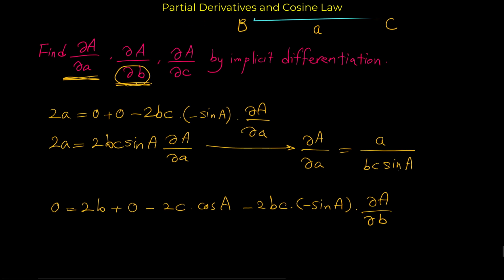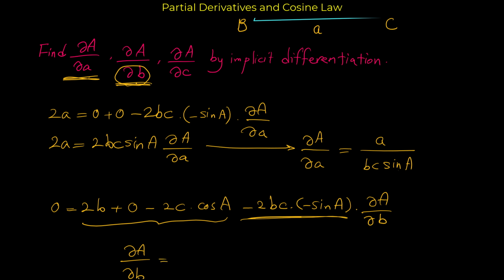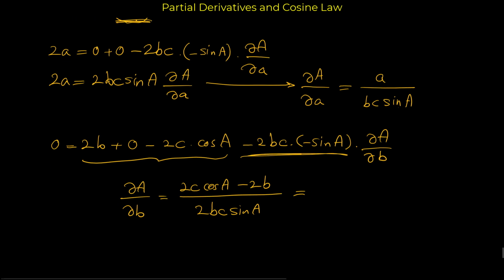Now we have to solve this to find the answer. For that, we move these two terms to the other side and we divide by this coefficient. From that, we have the partial derivative of A with respect to b equals 2c cosine A minus 2b, all over this coefficient, which is 2bc sine A. Factor 2 from the top and cancel 2 with the bottom, then you have c cosine A minus b over bc sine A. This is the partial derivative with respect to b.